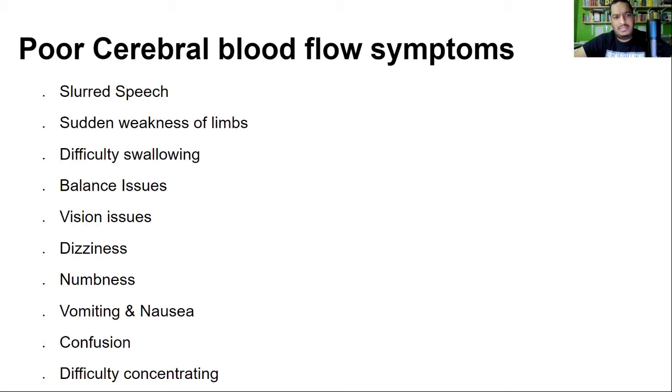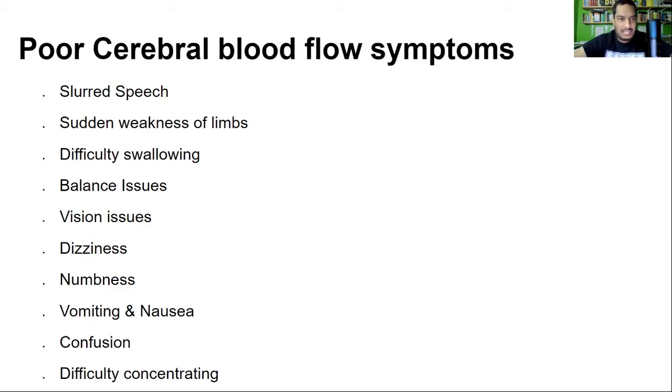Slurred speech is one of the symptoms, sudden weakness of limbs, difficulty swallowing, balance issues, vision issues, dizziness, numbness, vomiting and nausea, confusion, difficulty concentrating. Now, you're probably thinking that sounds almost like a stroke or an ischemic attack. Yeah, it can, those can be some of the underlying factors, but that's not necessarily it.